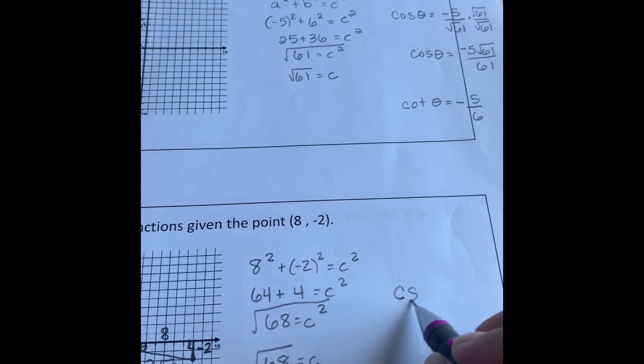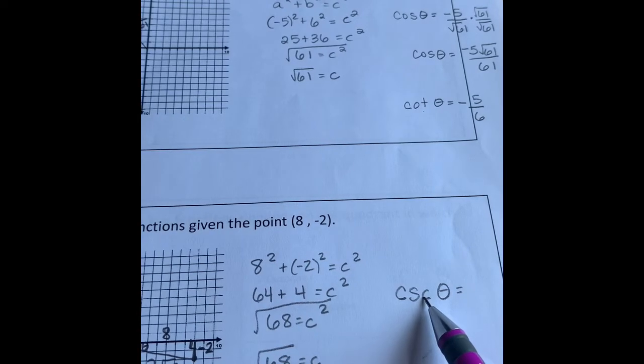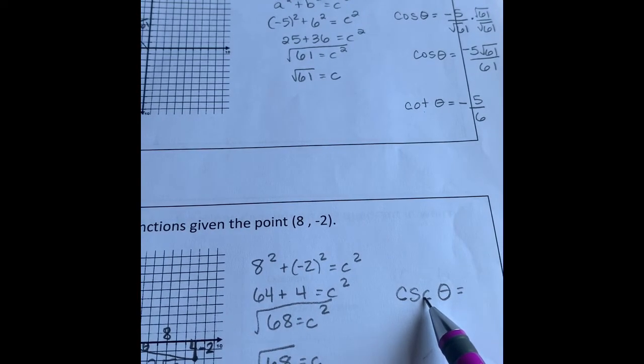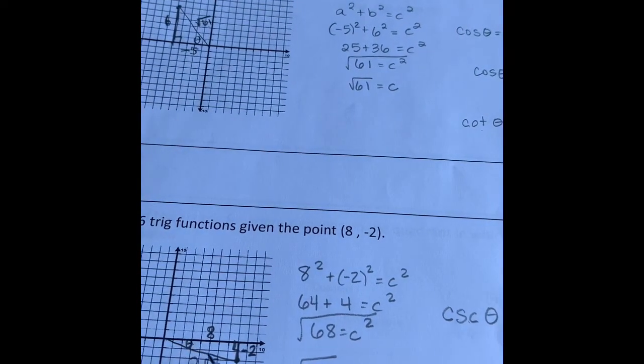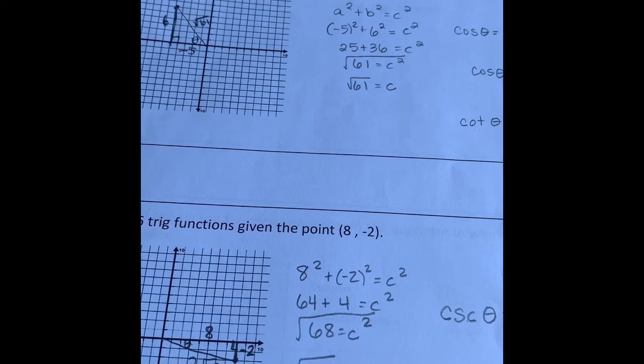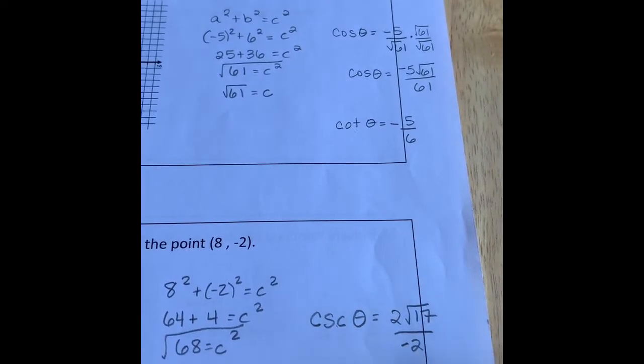So let's say for this trig function, I wanted you to find, let's say, cosecant of theta. Remember, cosecant is the reciprocal of sine. Sine is opposite over hypotenuse, so cosecant would be hypotenuse over opposite. So here's theta. Hypotenuse is 2 square roots of 17. Opposite is -2. So I have 2 square root of 17 over -2. 2 over -2 can be simplified. So I have negative square root of 17 for my final answer.